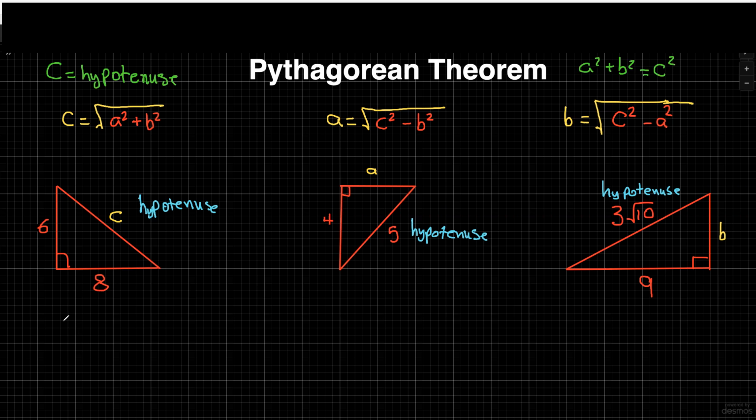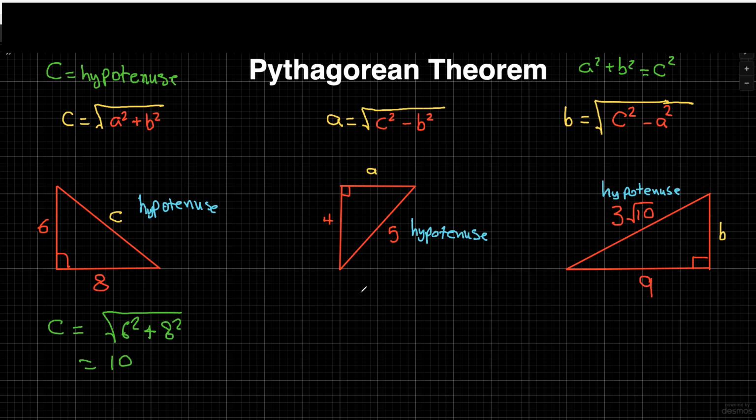And therefore here, you're looking for the hypotenuse. So you're looking for C, and that will be the square root of 6 squared plus 8 squared. That's going to give you 36 plus 64, which is 100, and the square root of 100 is 10. So the hypotenuse here will be 10.